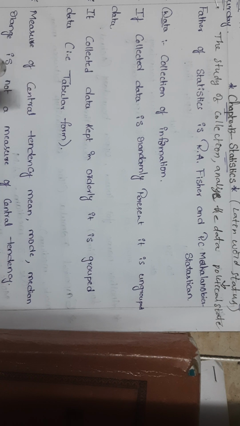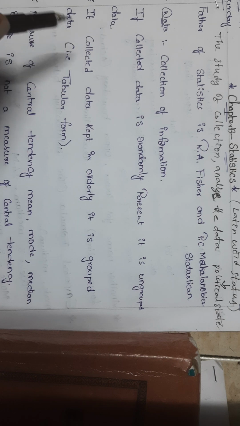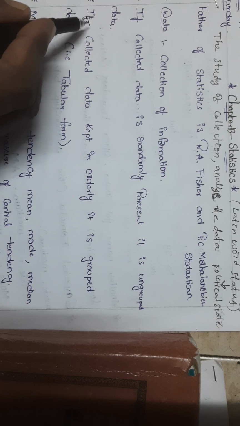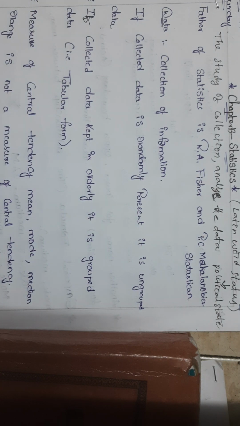If collected data is kept in order, it is grouped data, that is, kept in tabular form.